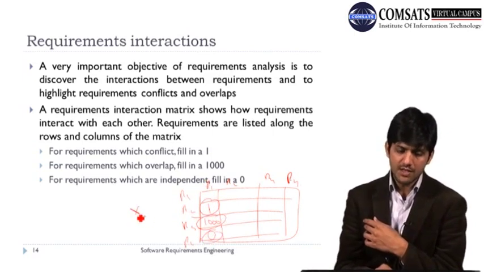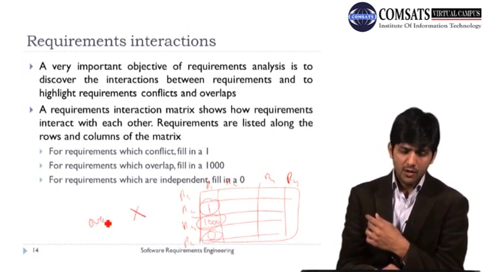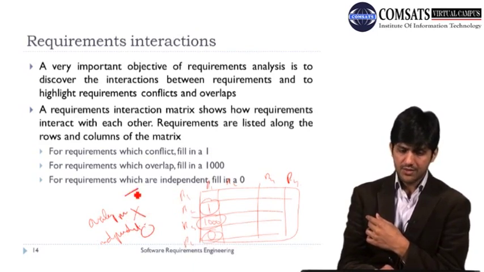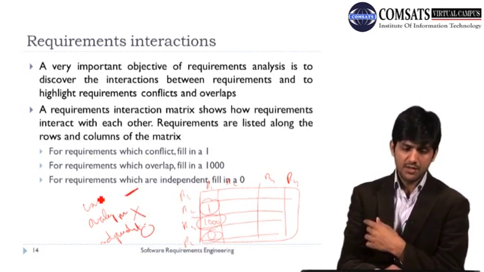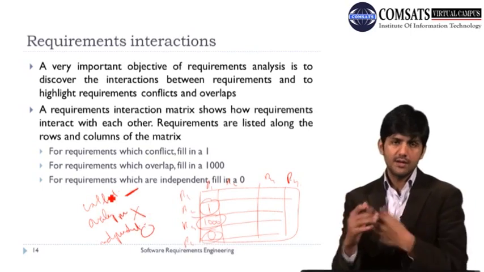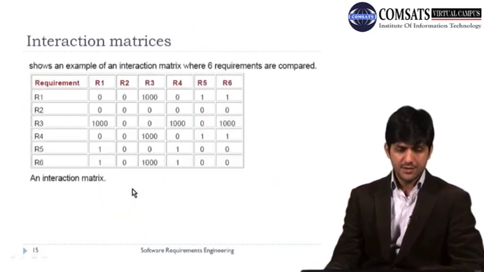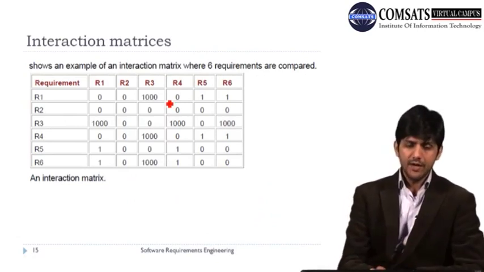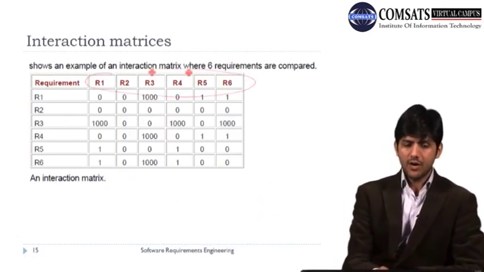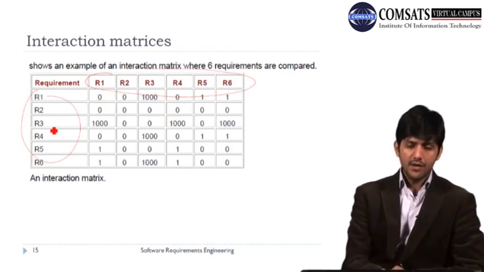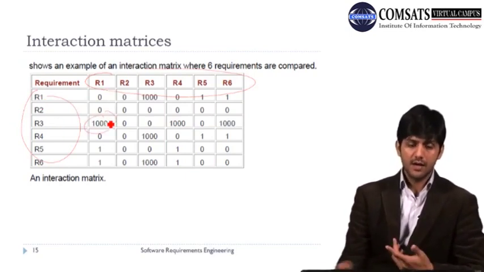You can say that this means they are overlapping, and this circle means that they are independent, and, I don't know, this minus sign means something else, it means a conflict. So you can make your own way of representing different kinds of interactions. This is just an example of that interaction matrix, where you have different requirements here, and you're trying to record them. Now in this particular case, R1 and R3 are overlapping.